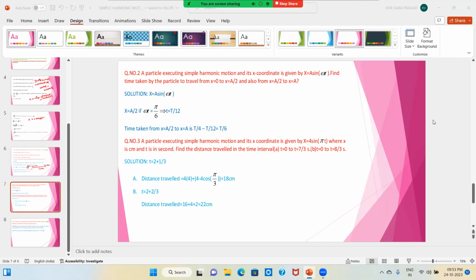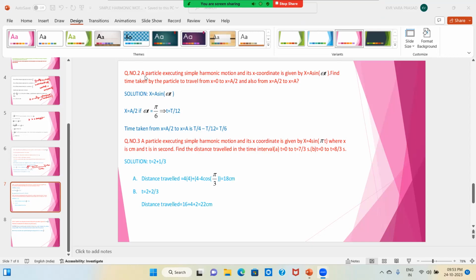Hi students, in the last lecture we discussed kinematics of simple harmonic motion and solved a problem based on that. Let us now solve some more problems based on kinematics of SHM. Let us see question number 2.